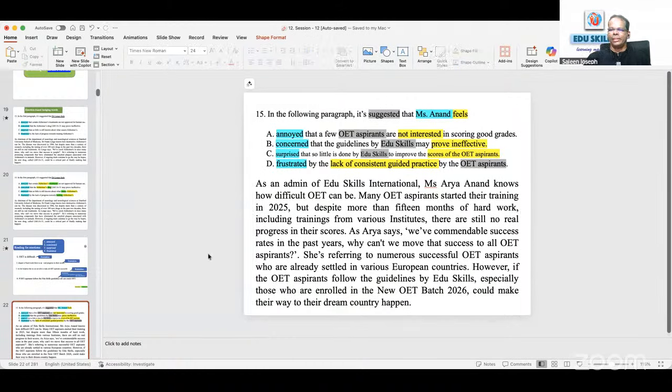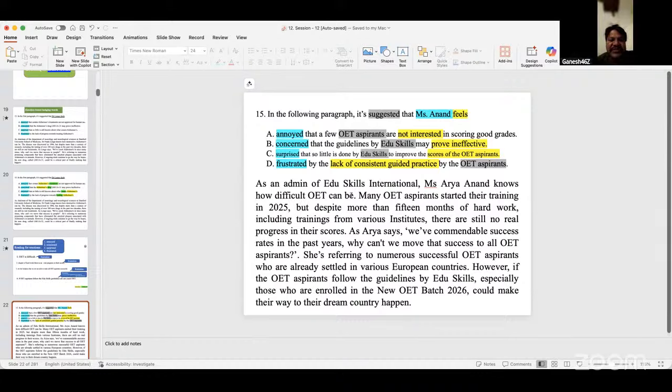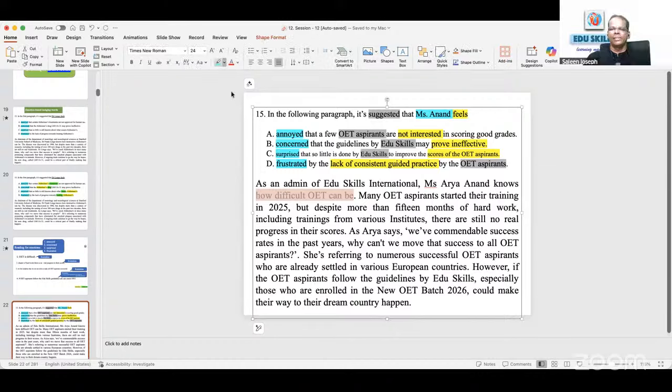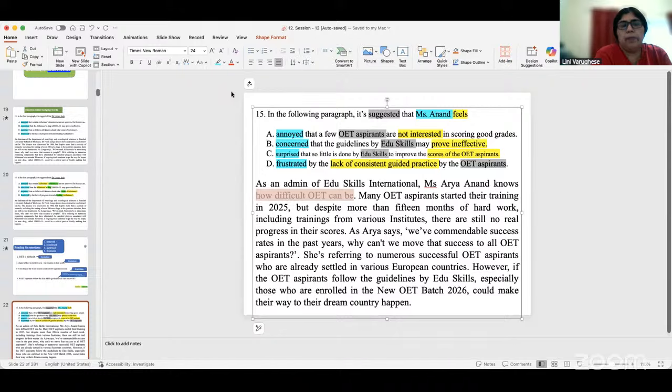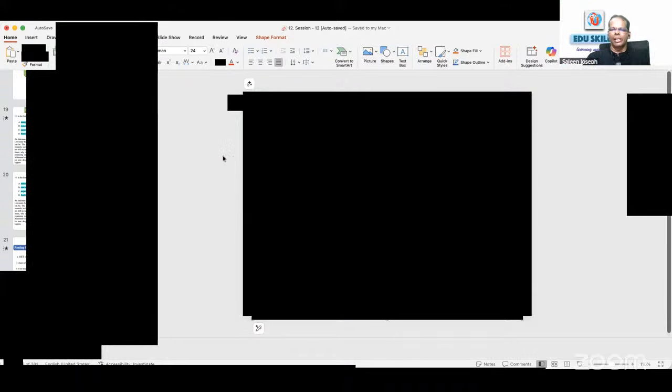So, what do you think is the emotion of Arya Anand? How difficult. We have commendable success rates in the past years. Why can't we move this? Okay, what is the feeling? How difficult OET can be. Is it annoyed or concerned or surprised or frustrated?